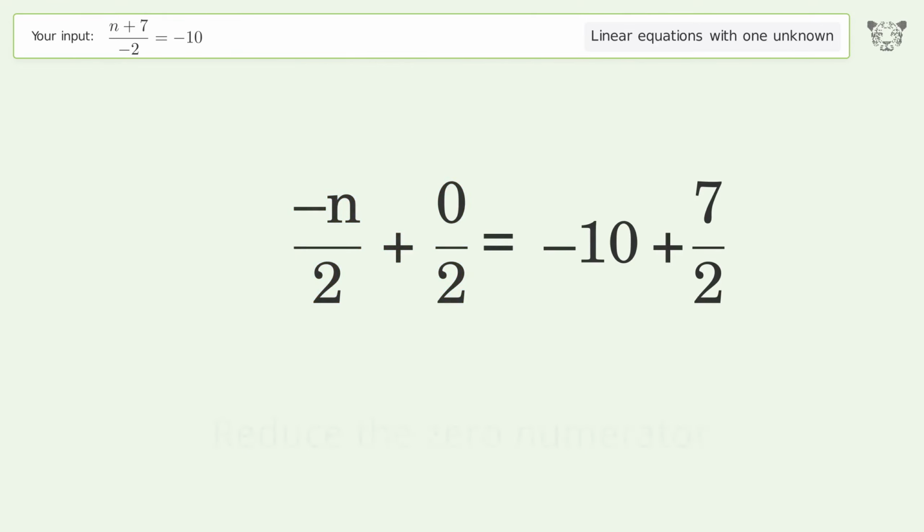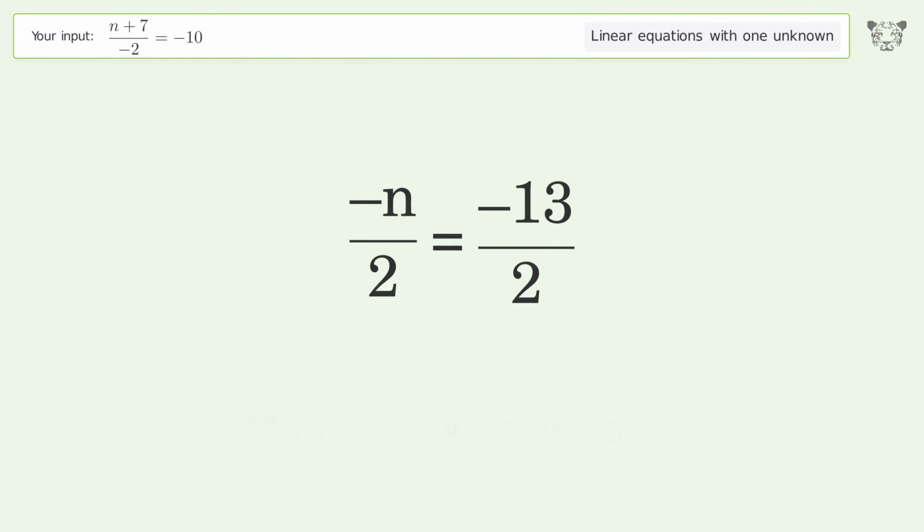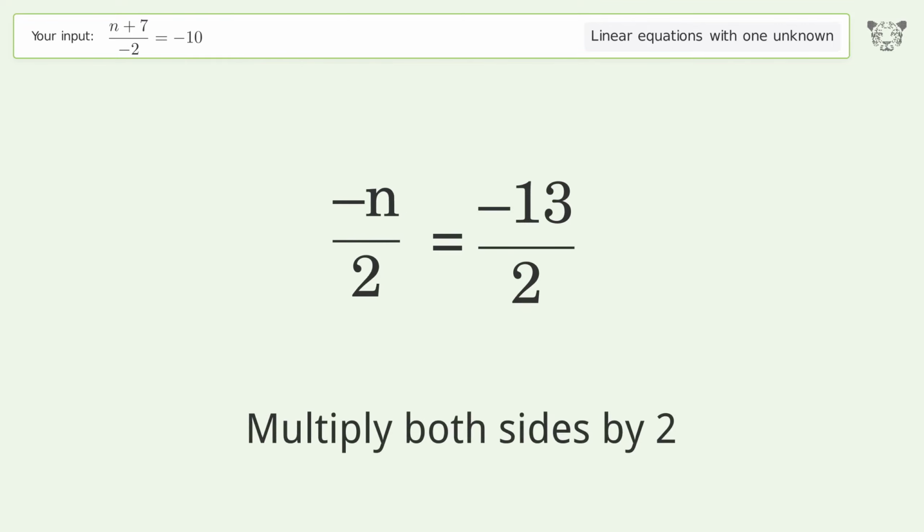Convert the integer into a fraction. Combine the fractions. Combine the numerators. Isolate the n. Multiply both sides by 2.